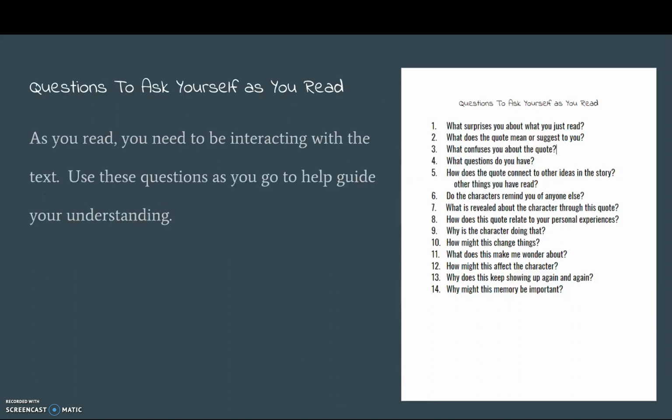So I've put a couple of resources in for you that'll help you navigate those dialectical journals. For example, I've got some questions that you should ask yourself as you read. Anything from, do the characters remind you of anyone else, to how might this affect the character later, and what surprised you as you read. But these questions are things that you're going to want to use as you go through the reading, and think about these types of things so that you are interacting with the text in a meaningful way.